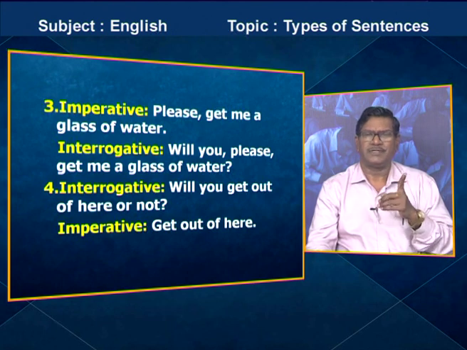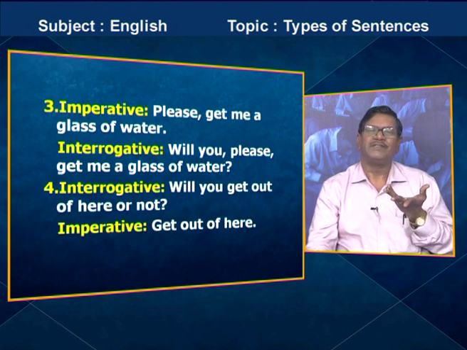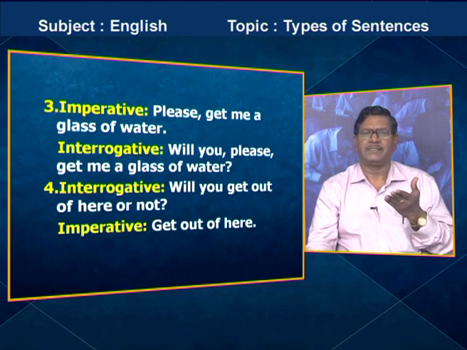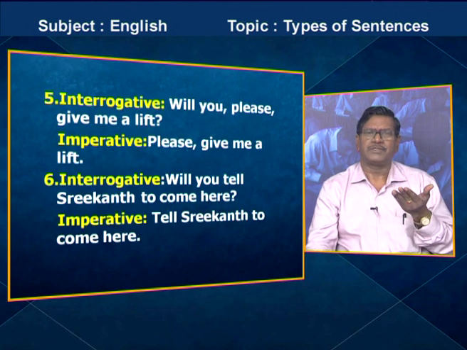Imperative. Get out of here. Both mean the same. So, meaning is just the same, but the format is different. The first one, will you get out of here or not, is interrogative, a question which begins with a helping verb, and when you change it, it will be an order-like thing, an imperative sentence which begins with a verb, get out of here. Now, vice versa.